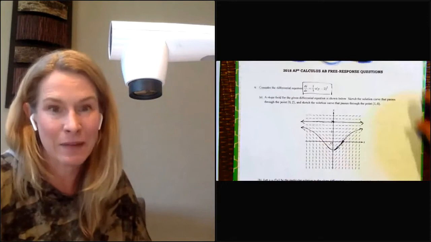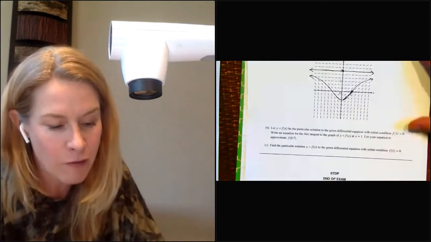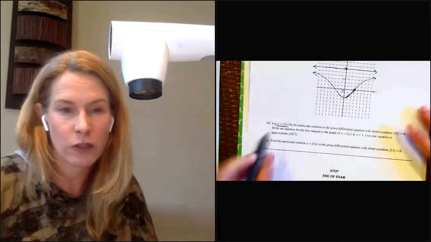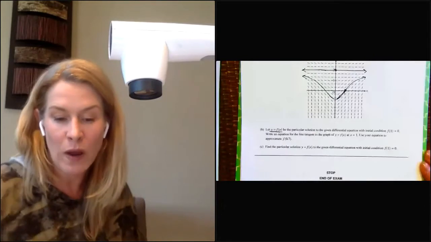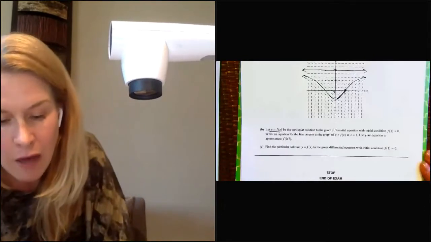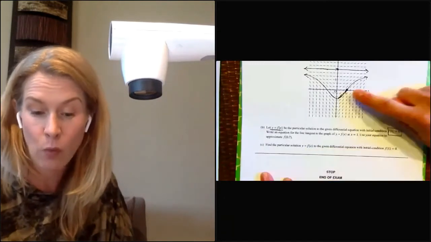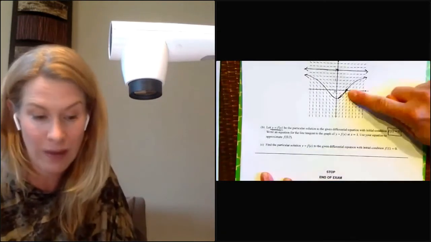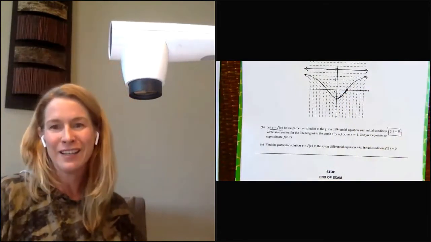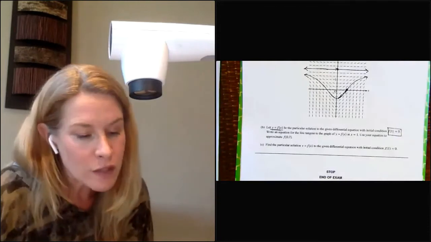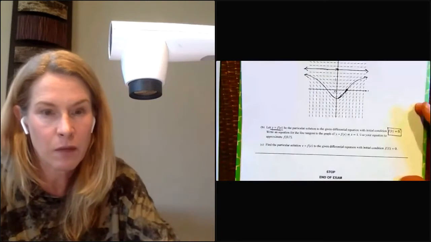Part B says, let me scroll this up just a little bit. Part B says, let y equals f of x be the particular solution to the given differential equation with the initial condition f of 1 equals 0. So that goes with the sketch we just did that went through 1, 0, right? Because x is 1 and the output value y is 0.